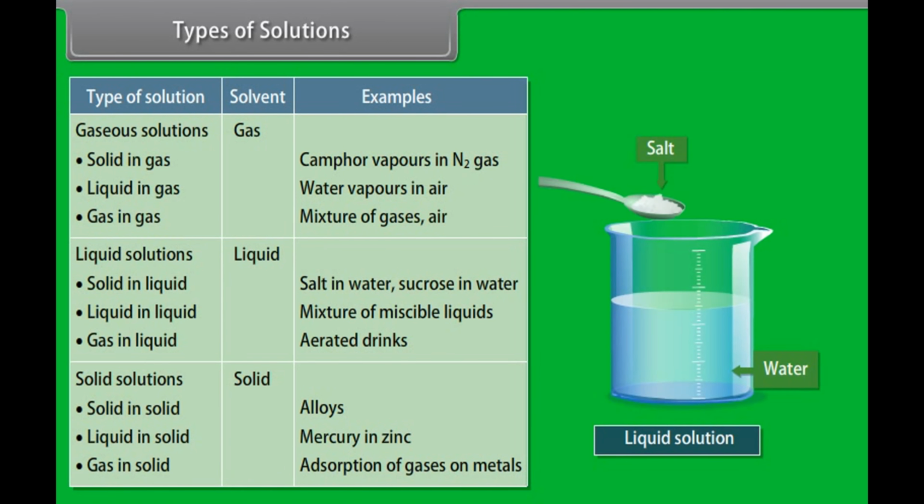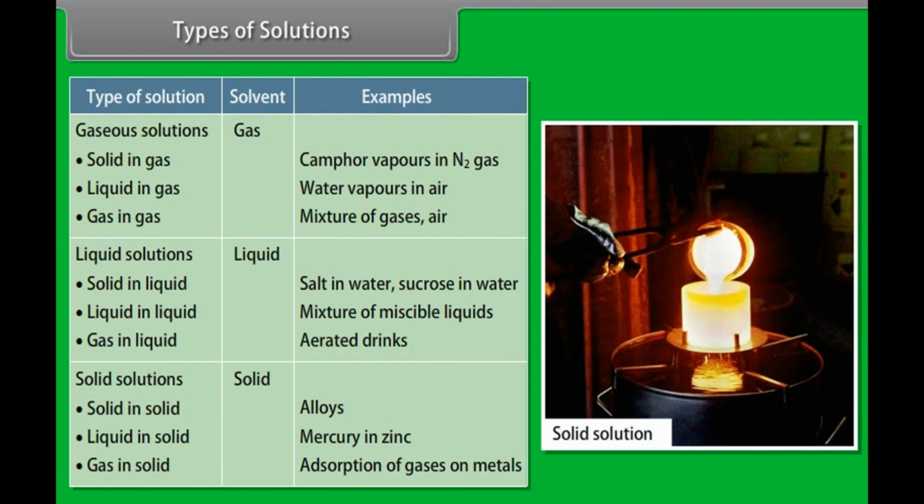In liquid solutions, liquid is the solvent. They are categorized as follows. Solid in liquid. For example, salt in water or sucrose in water. Liquid in liquid. For example, mixture of miscible liquids. Gas in liquid. For example, aerated drinks.